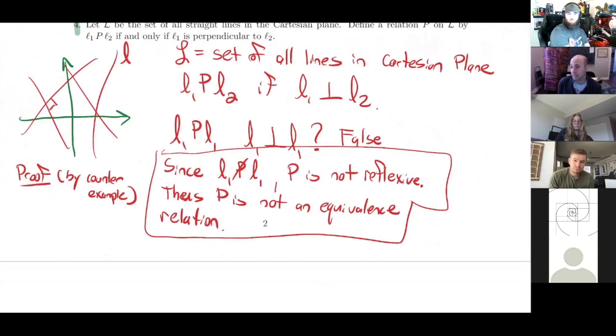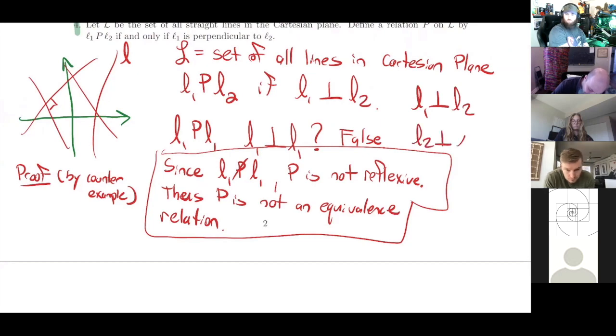The other two properties: the symmetric property would work, because if line 1 is perpendicular to line 2, then line 2 is perpendicular to line 1. The transitive property, if we think about it, is not going to work, because if L1 is perpendicular to L2, and L2 is perpendicular to L3, then L1 is actually going to be parallel to L3.